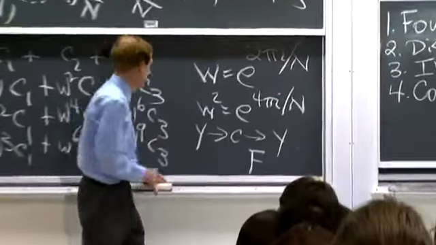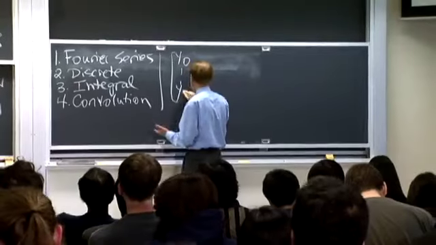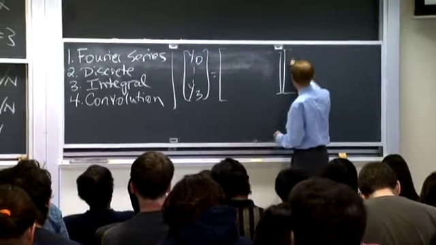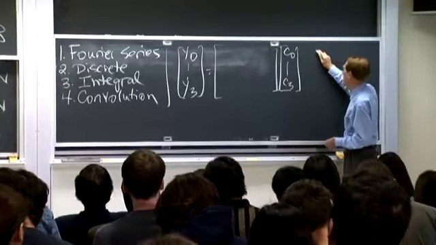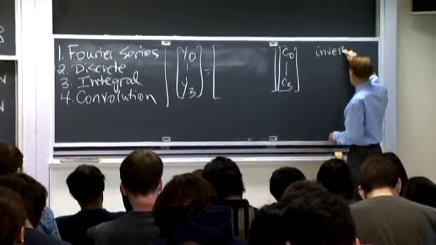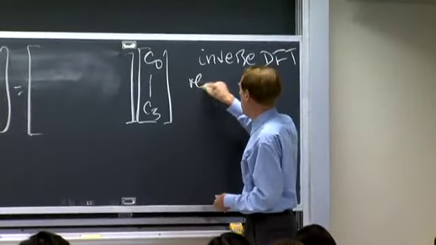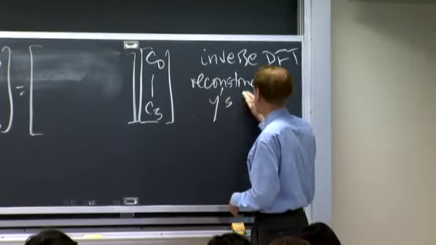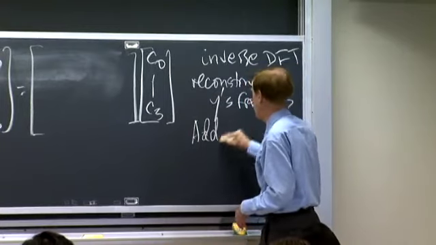And let's see what F is. Can you just see what that was? Y0 to Y3 equals this matrix F, the 4x4 matrix, times C0 to C3. This is really the inverse DFT. It reconstructs the y's from the c's, or an easier way to say that is add up the series.